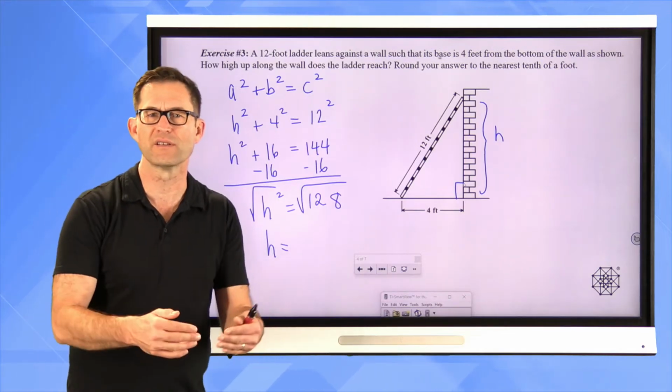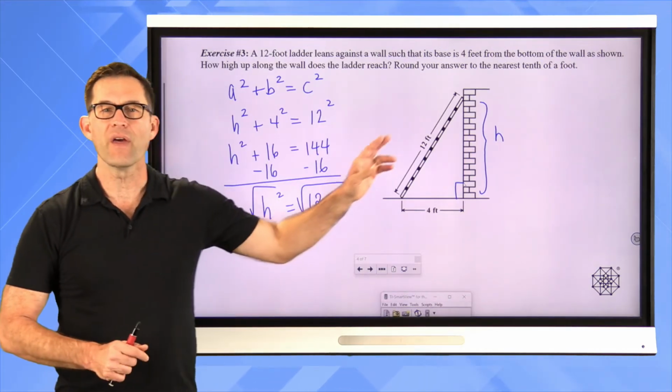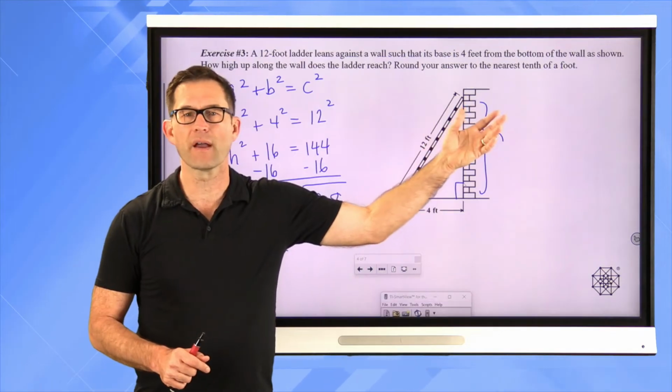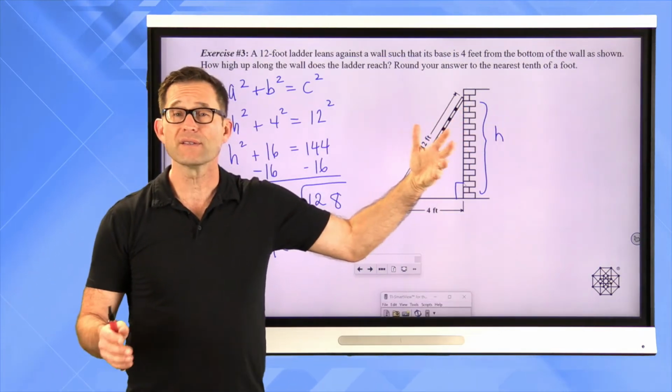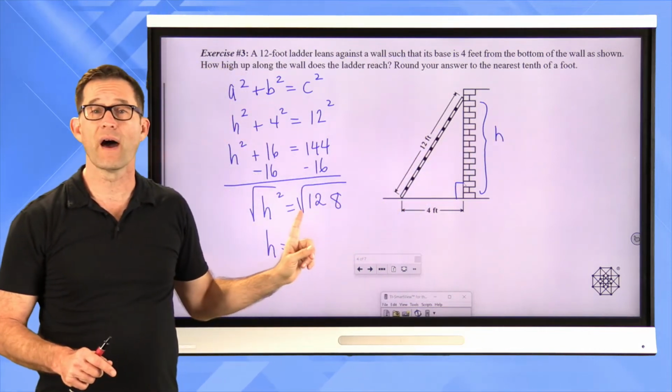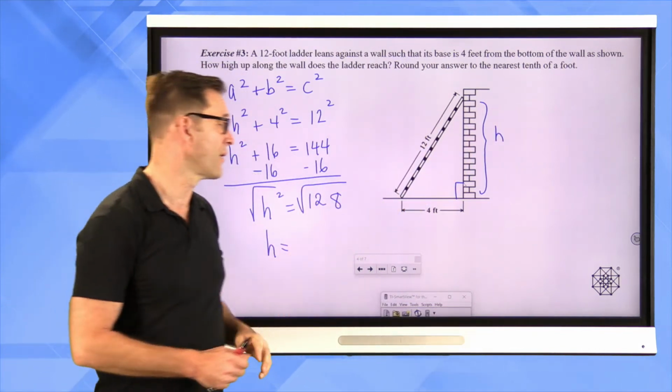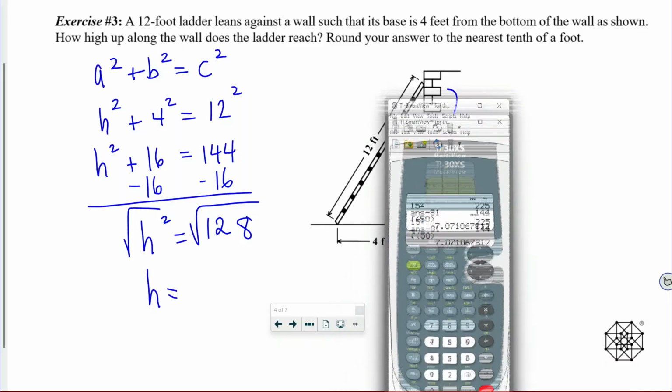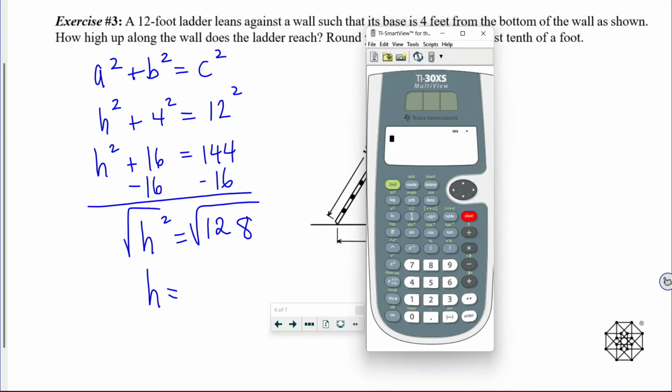Because they're looking to put it in simplest radical form. If they ask you to use the Pythagorean theorem or whatever, they're asking you for an answer to the nearest tenth of a foot, right? Then I'm just going to evaluate it right from here on my calculator. Okay? In other words, I'm going to take my calculator app, I'm going to clear all that out so you can see it a little bit better.